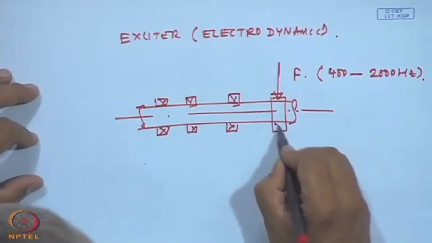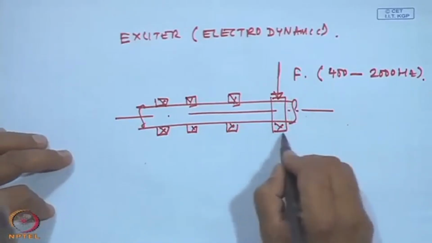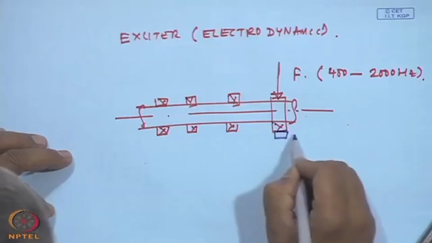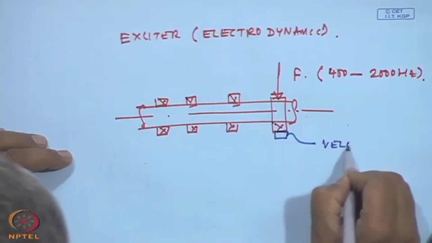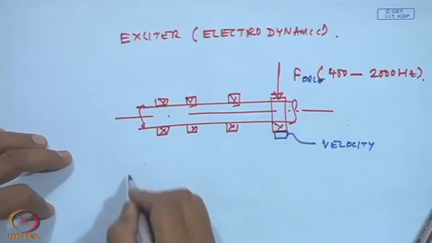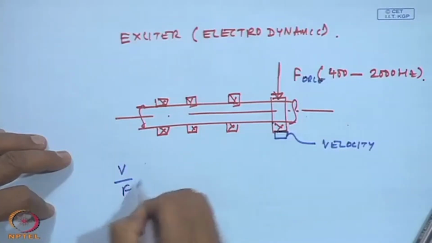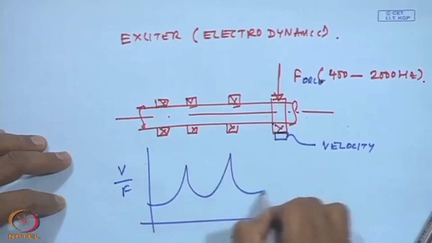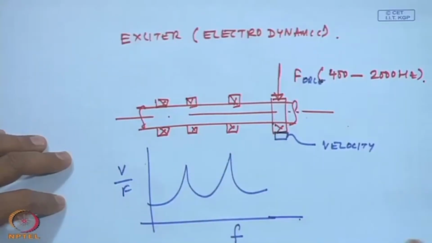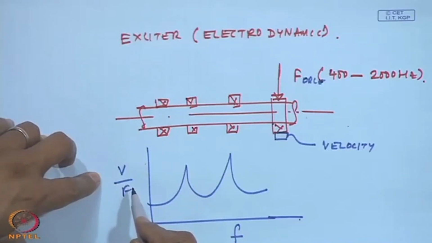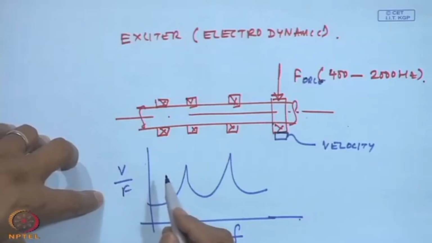At any of the bearing locations, you can measure the force, and with a suitable transducer, such as an accelerometer, measure the velocity, and plot a mobility curve, V by F, as a function of frequency. Now all you have to do is continuously keep on monitoring V and F.